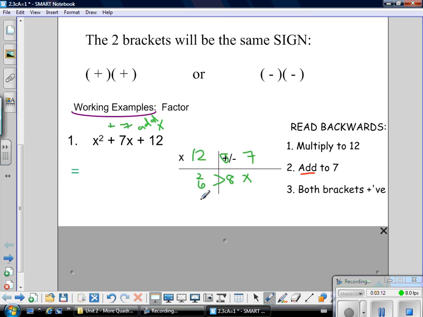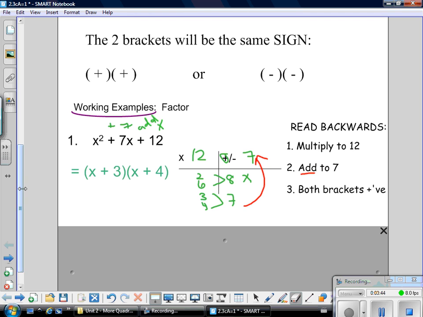So what other multiplication fact? Well, 3 and 4. If I add 3 and 4 together, what do I get? I get 7, and that is what I want. Those are the two numbers that are going to be in my brackets. Literally what I do is I take my two brackets, and remember both of them are going to start with an x. One's going to have a 3, and one's going to have a 4. The reason it's adding is because it's a plus 7.